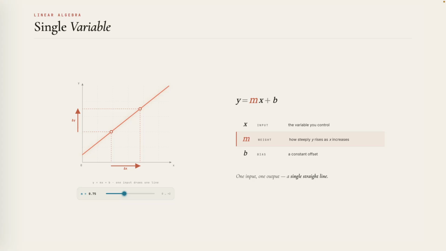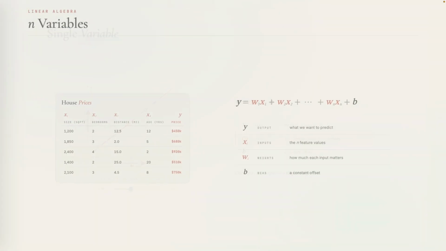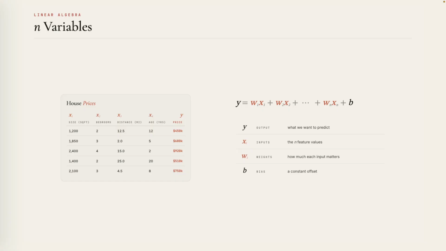In the real world, outputs depend on many things. Take house prices. The price doesn't depend on size alone. It depends on the number of bedrooms, the distance from the city, the age of the building, and a dozen other factors. So instead of one input, we have many.